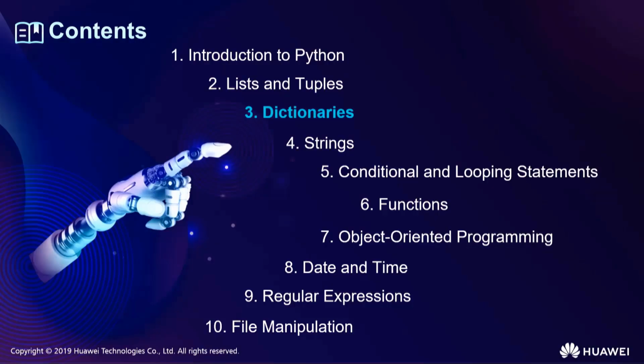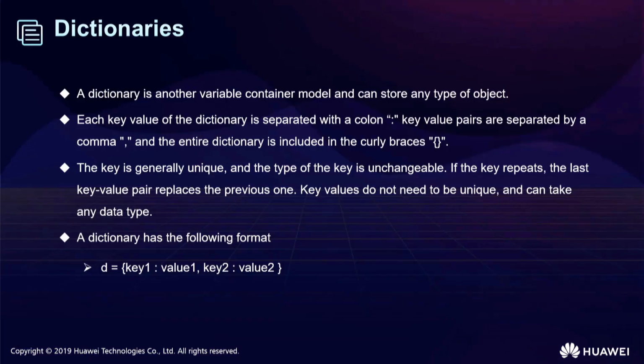The other data container is the dictionary. Let's see some details of the dictionary. The dictionary is the only mapping type in Python. A dictionary can store any type of object. It can also include other types of containers. A dictionary has keys and values. Each key and value of the dictionary is separated with a colon, and key-value pairs are separated by commas. The entire dictionary is enclosed in curly brackets.